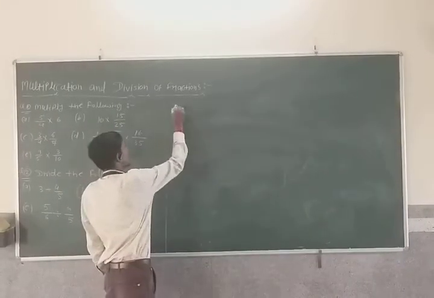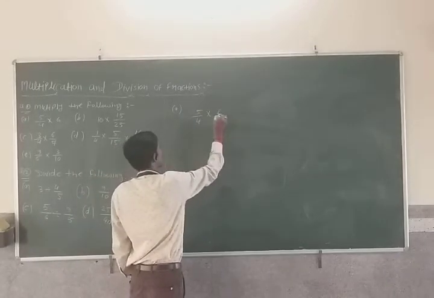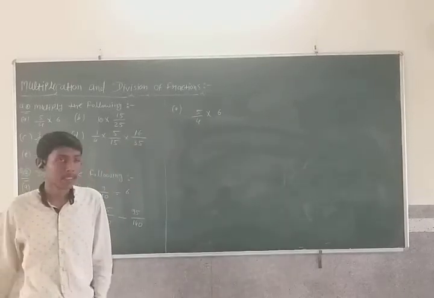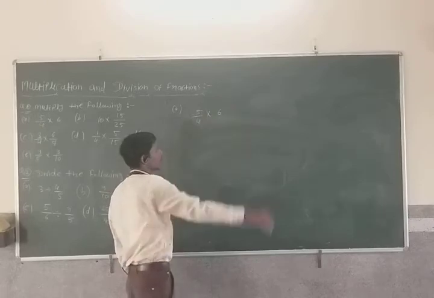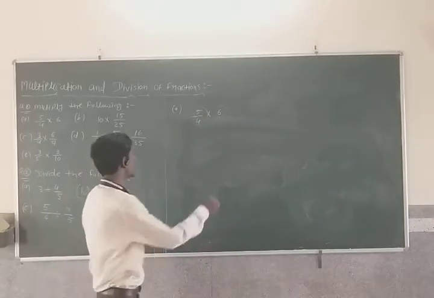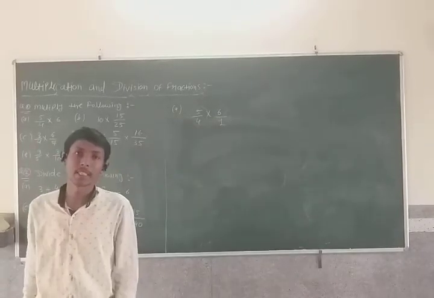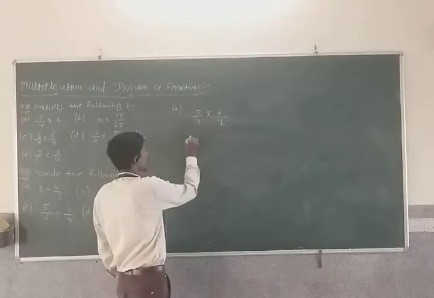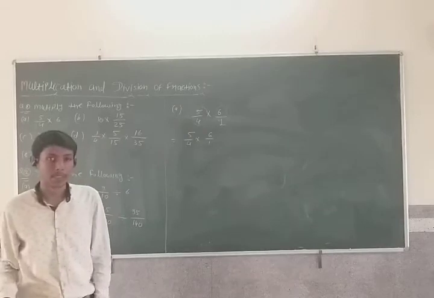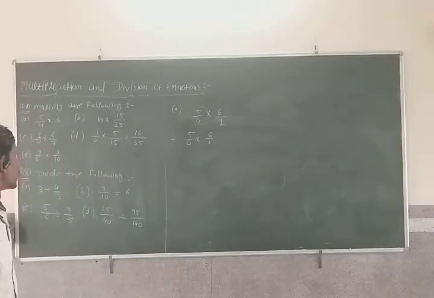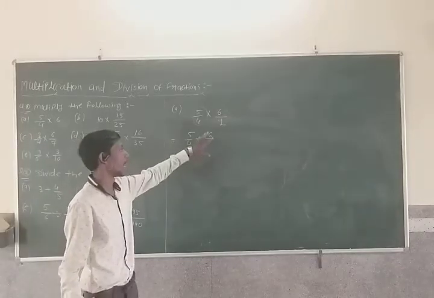The first question, A, is to multiply 5 upon 4 multiplied by 6. Here you can see that the first number is a fraction, and the second number is a whole number. If there is nothing in the denominator of the second number, first of all I will write 1 in the denominator. So now I will write it as 5 upon 4 multiplied by 6 upon 1.